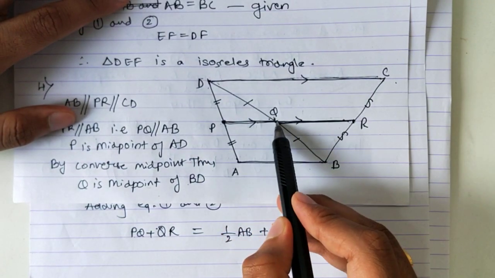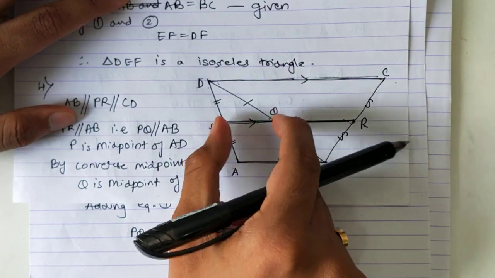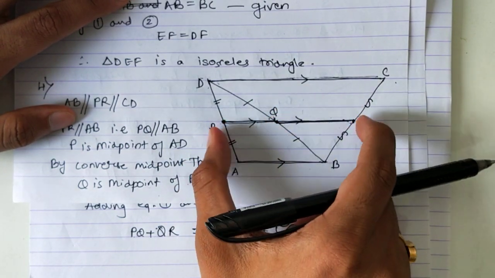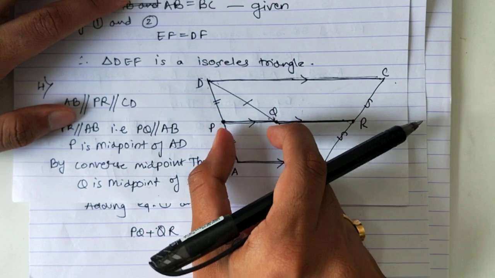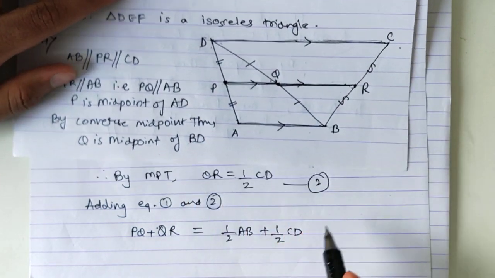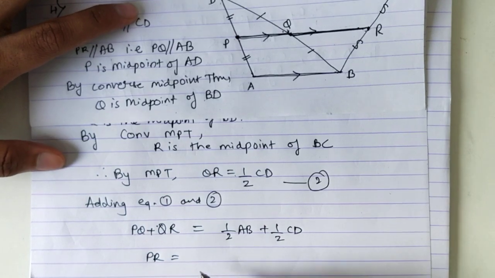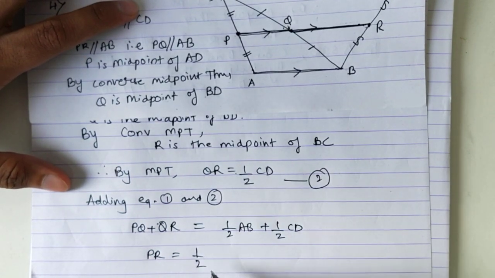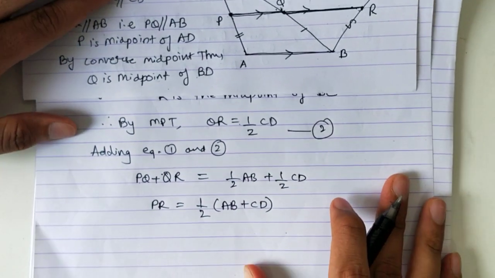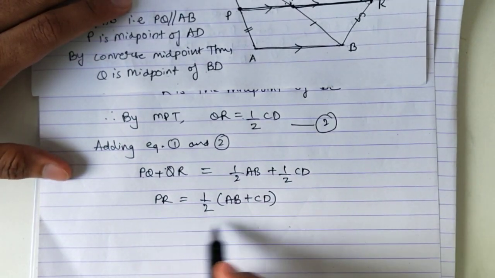Now see the diagram. What is PQ plus QR? ये PQ और ये QR मिलके क्या बनता है? PR बन रहा है. Correct? So PQ plus QR is PR. So in the place of PQ plus QR I will write PR and यहाँ पे half common लेंगे. So what will be left? AB plus CD. So यही proof करना था.